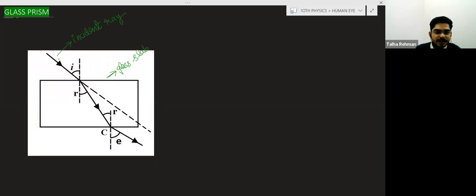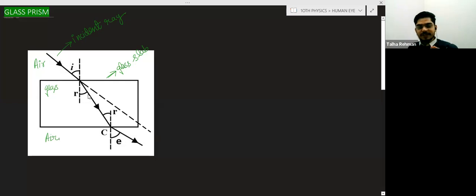This is the incident ray, and suppose here is air. This incident ray is coming from the air, and this glass slab is made up of glass. And finally, here is air. So what happens? Refraction takes place. I have told you how the refraction takes place.